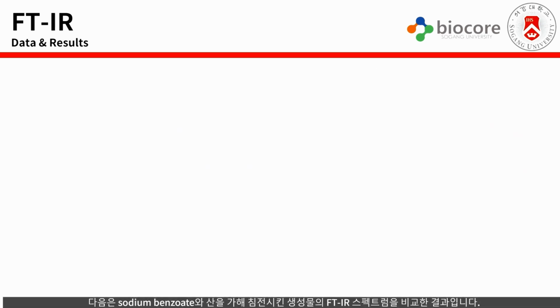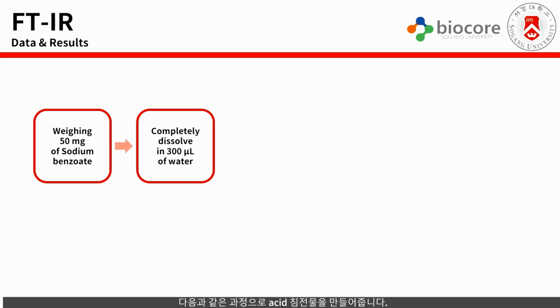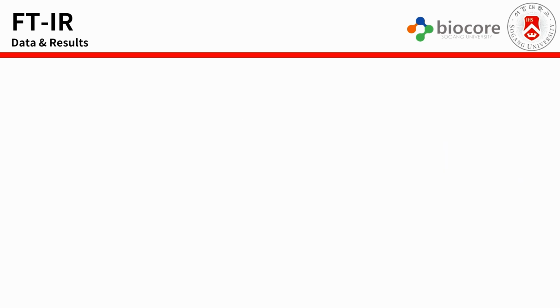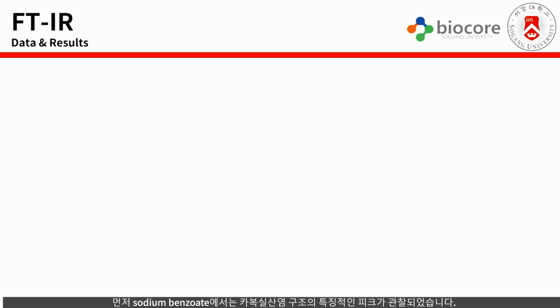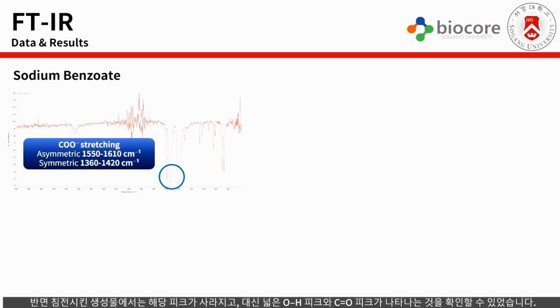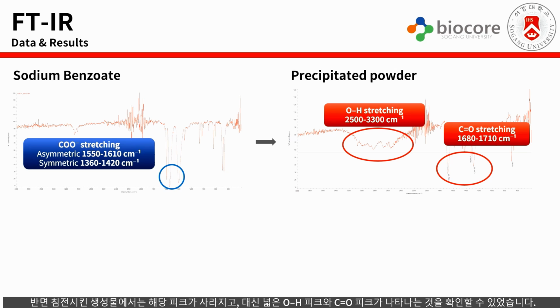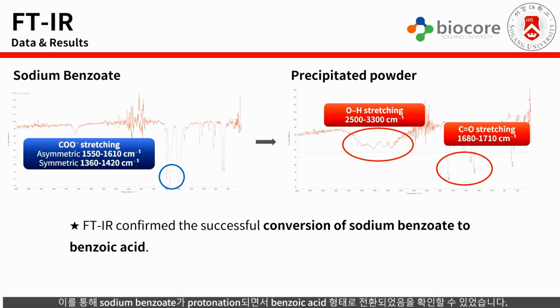Next, we compared the FTIR spectra of sodium benzoate and the precipitated product obtained after acid treatment. The acid precipitate was prepared through the following procedure. In the sodium benzoate spectrum, characteristic peaks of the carboxylate structure were observed. However, in the spectrum of the precipitated product, those peaks disappeared, while a broad OH bond peak and a C=O double bond peak newly appeared. These observations confirm that sodium benzoate was protonated and converted into the benzoic acid form.